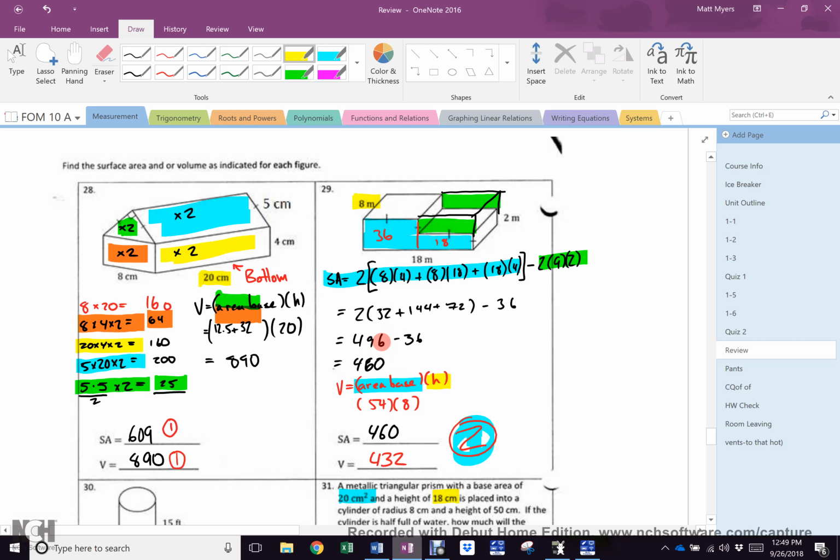And then, as always, area of the base times the height. The base I've highlighted in blue. 9 by 4 is 36. 9 by 2 is 18. 36 and 18 is 54 times the direction it repeats, 8, which I've highlighted in yellow. 54 by 8 is 432.